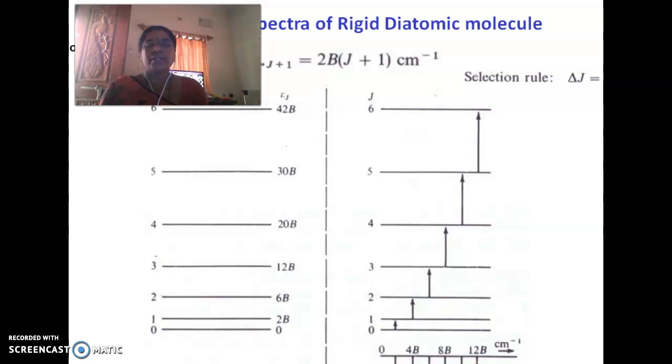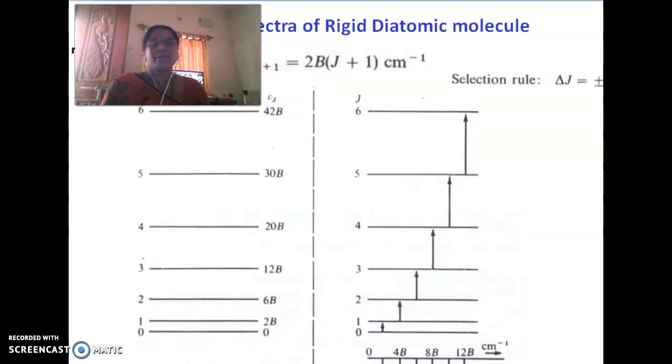So for the rigid rotor, from which level to which level is it going to go? From J to J plus 1. So nu of J to J plus 1 is equal to 2B into J plus 1 centimeter inverse, correct? So you have to calculate for J is equal to 0, 1, 2, 3, 4, and so on. You please calculate. Finally, in a generalized statement, you can write this. If you write epsilon of 0, J of J plus 1, overall you are getting 0 only.